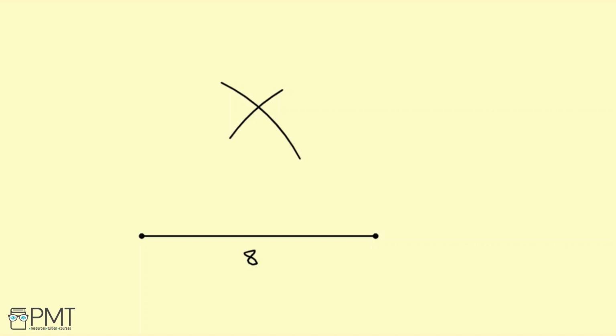Now to accurately draw this triangle, we need to join each end of the base to the point at which the two arcs intersect. We'll start on the left hand side, and we can do the same thing on the right hand side. And so you can see that we now have a triangle with a base of 8 cm and two side lengths of 6 cm each, which we can label on our diagram.